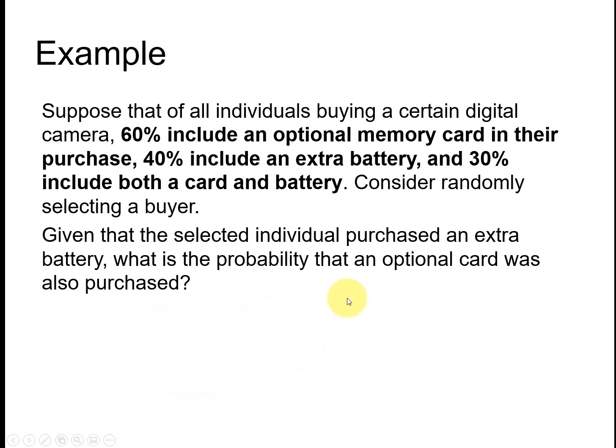Another example: suppose that of all individuals buying a certain digital camera, 60% include an optional memory card in their purchase, 40% include an extra battery, and 30% include both a card and a battery. Consider randomly selecting a buyer. Given that the selected individual purchased an extra battery, what is the probability that an optional card was also purchased?